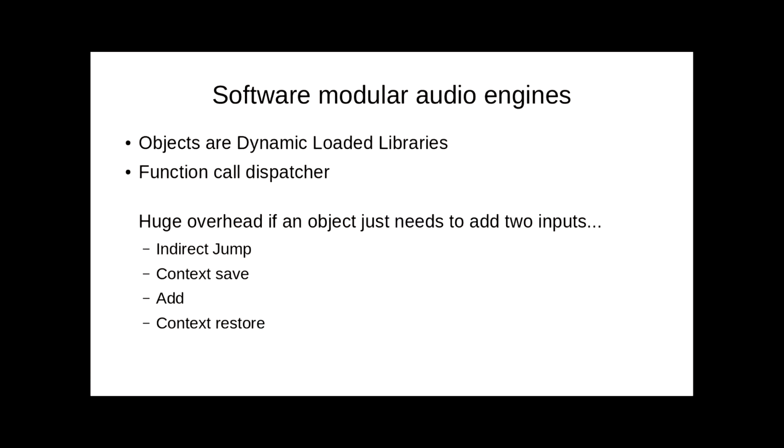Both environments depend on objects that are loaded as dynamic loaded libraries. So at runtime, it needs to dispatch function calls from two DLLs, which implies a huge overhead if an object just needs to add two inputs together. So the processor needs to make an indirect jump, save the context, add, and then restore the context, while this probably could have been one instruction in optimal code.